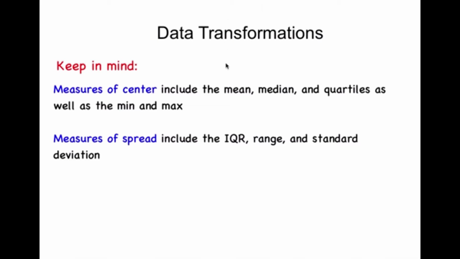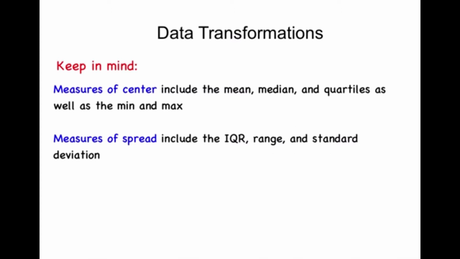We're looking at data transformations here, and I'm going to be referring to measures of center and measures of spread. So it's really important that you understand that when I'm saying measures of center, I'm talking about the mean and the median, but I'm also talking about the quartiles, the min, and the max. And if I'm talking about measures of spread, that's including the IQR, the range, and the standard deviation.